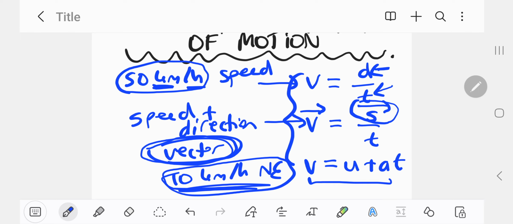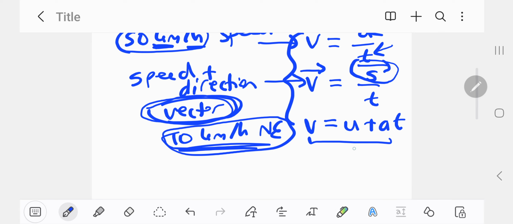Now here's a little hack for you. If you don't really know the formula for acceleration, that's okay. The exam formula sheet will have this. What you can do is rearrange for A, acceleration. So V is the final velocity. U is the initial velocity. T is time. So take this guy over first.